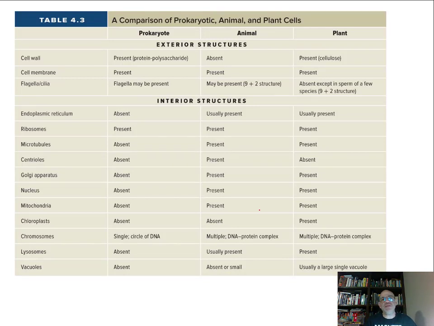So this table here, I would go ahead and review it. I'm not going to read through the whole thing, but it does do a comparison, and it's really good. We've covered all of this. Now this is a quick summary between prokaryotes, animal, and plant cells. So cell wall here, we know prokaryotes have it, we know plants have it, made of cellulose, but animals absent, right? So I'm just going to point out a few things here.